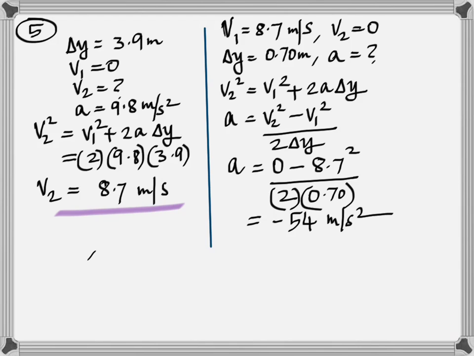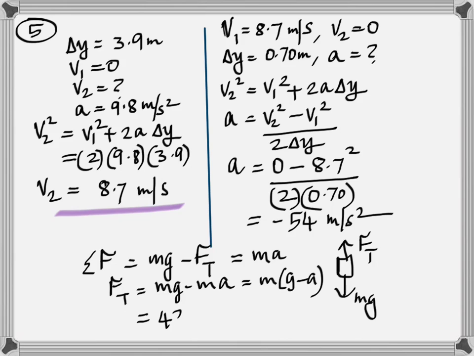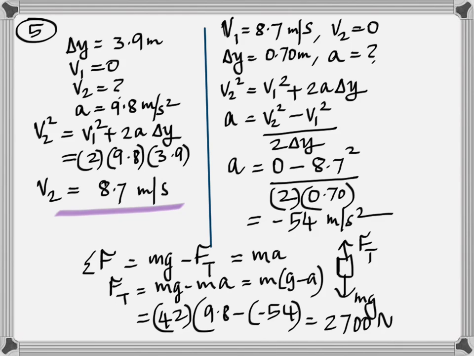It's negative 54. So find the net force by multiplying the mass. Actually, the weight should be considered because you have the weight acting down, the normal reaction acting up, which should be equal to ma. So rearrange to find the normal reaction. Get 2700 newtons.